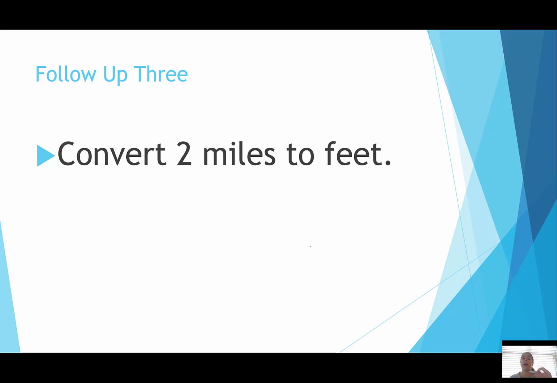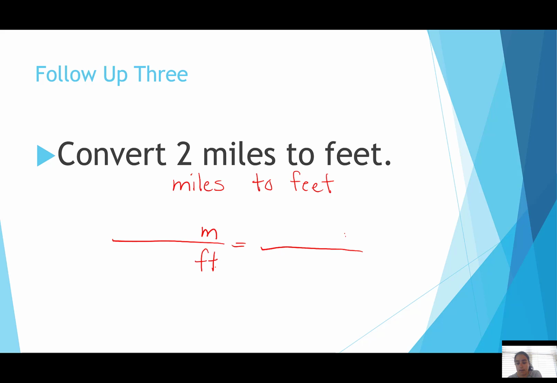Convert 2 miles to feet. I'm going from miles to feet. Miles is a much larger distance than feet, so we're going to need a lot of feet to take this space up. So I'm making 2 equivalent fractions. We have miles, feet, miles, feet.